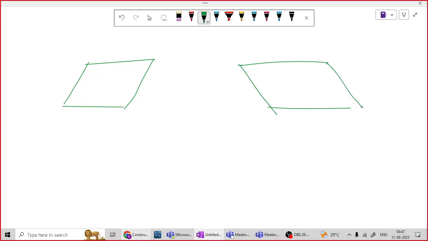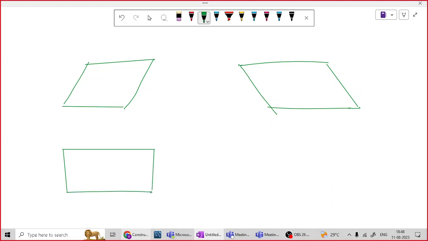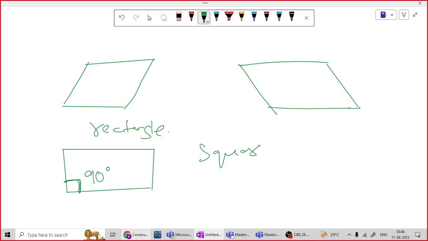What's the reason? Why is it slanting? Because the angle here is not straight. It's not 90 degrees. Yes, sir. But in a rectangle and square, the angles will always be straight. The diagram will always be straight for a rectangle and square. This is a rectangle. Why is it always straight? Because each corner angle is equal to 90 degrees. So for a rectangle and square, the diagram is always straight. For a parallelogram and rhombus, it is always slanting.